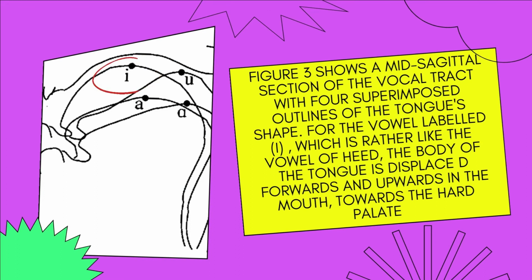Figure 3 shows a mid-sagittal section of the vocal tract with four superimposed outlines of the tongue shape. For the vowel labeled E, which is very like the vowel of the word heed, the body of the tongue is displaced forwards and upwards in the mouth, towards the hard palate.